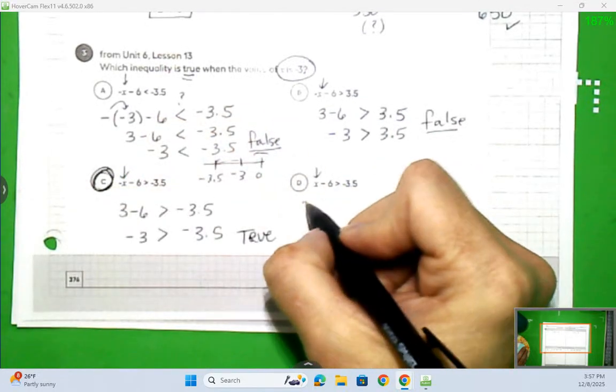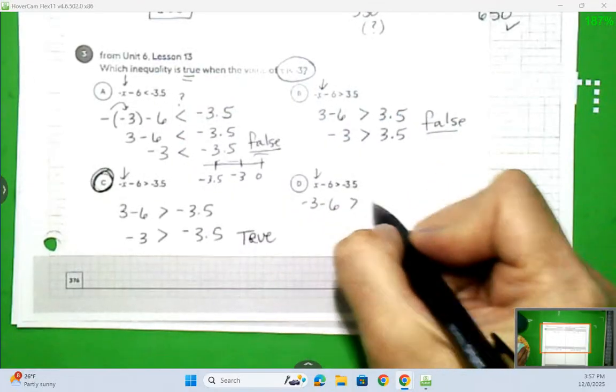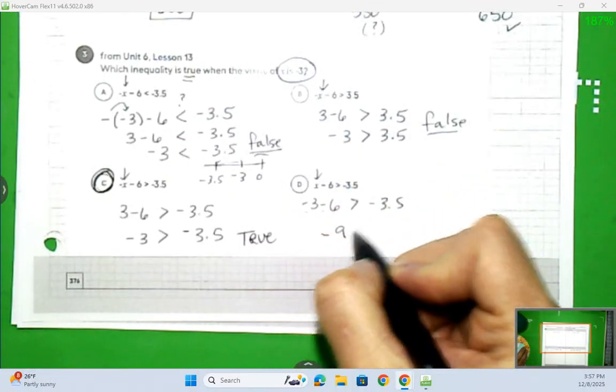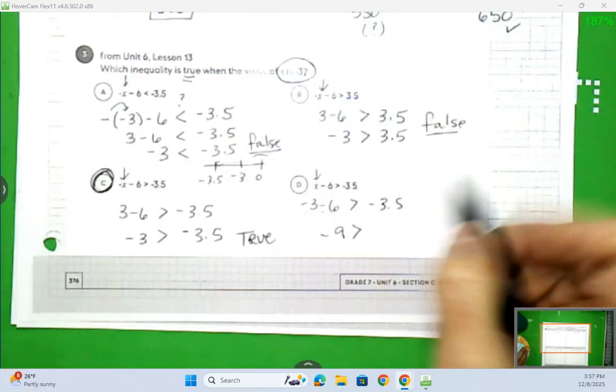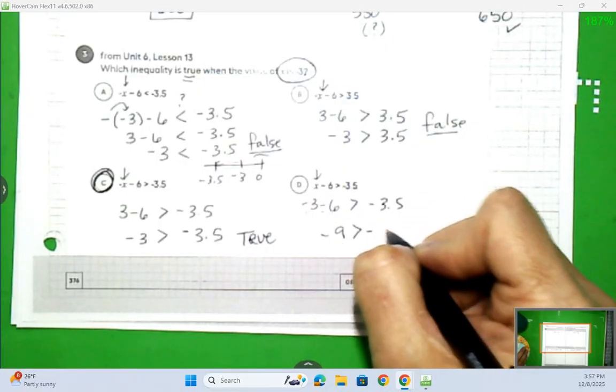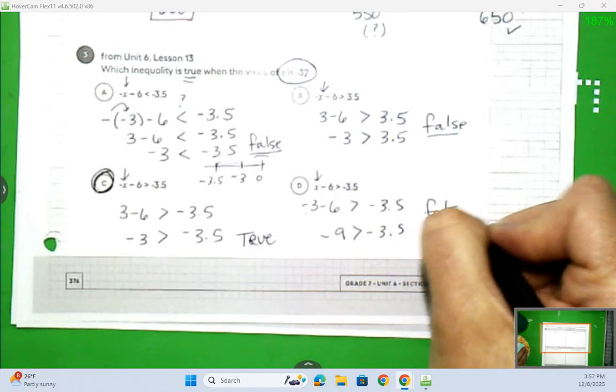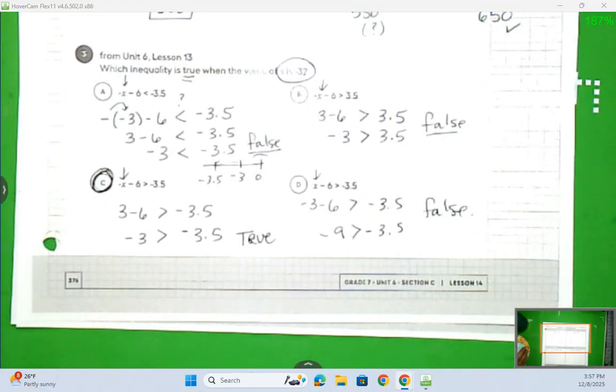Looking at this one, -3 minus 6 is greater than -3.5. -3 minus 6 is -9. And -9 is definitely less than, not greater than -3.5. So this is false. So C is our correct answer there.